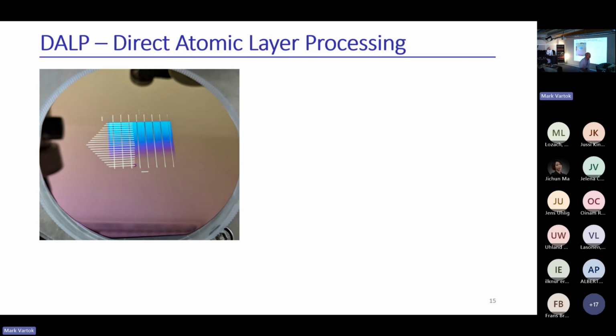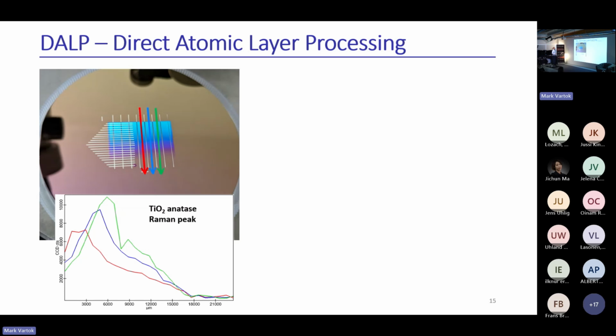This is the first test wafer deposited by DALP, with the platinum vertical bottom electrodes. Then there is this square, which is the titanium oxide. From top to bottom you have a thickness gradient from about 40 nanometers down to 5, and then the horizontal lines are platinum again. We did some analysis using Raman, so you can see the intensity of the Raman peak, which corresponds to anatase titanium oxide. You can see how nicely it scales with the thickness.